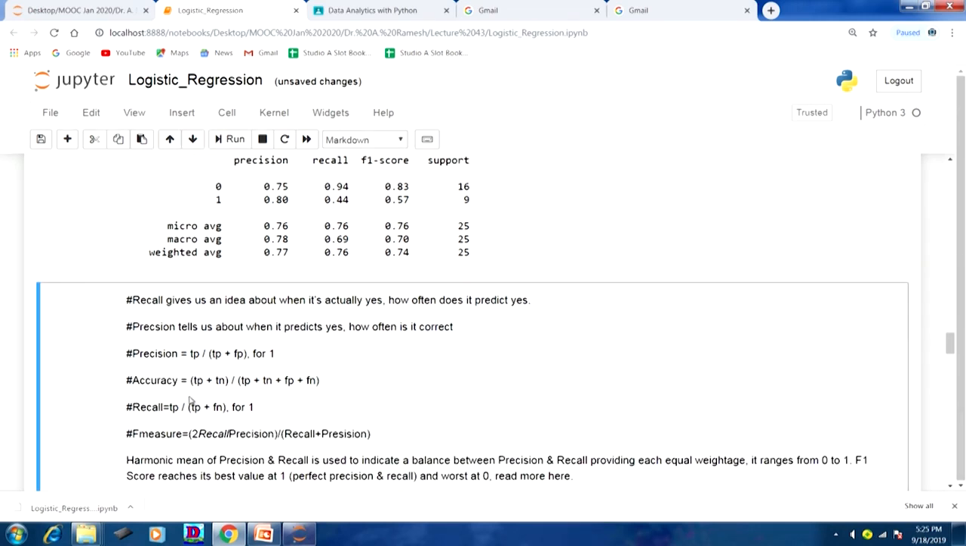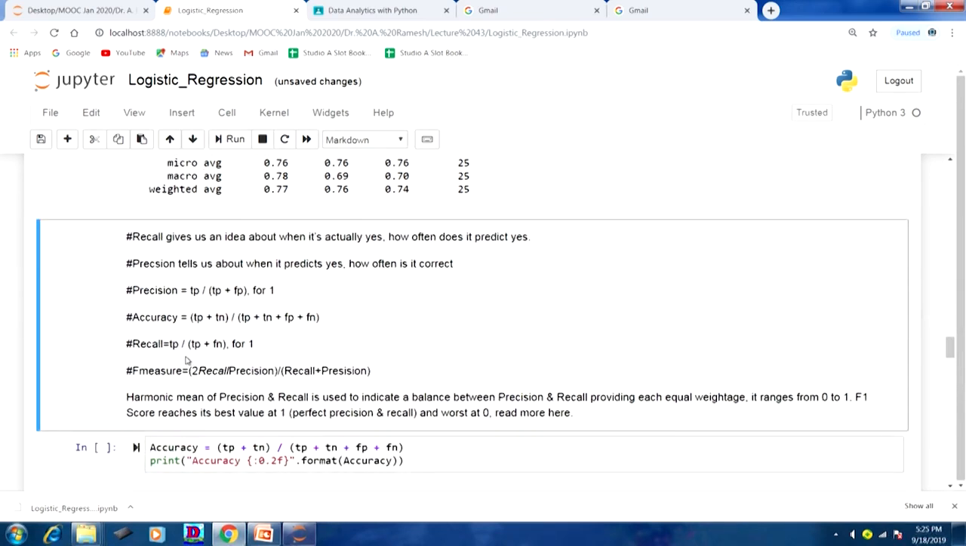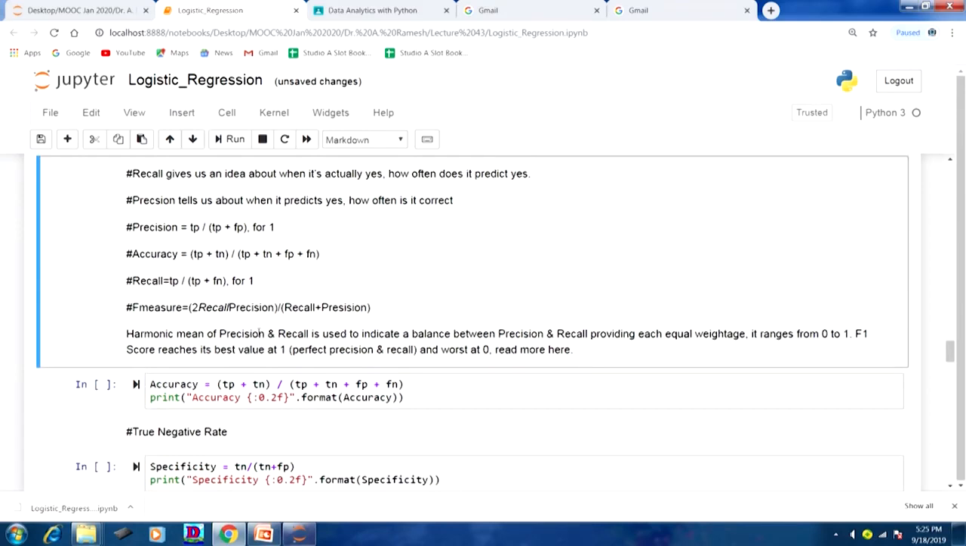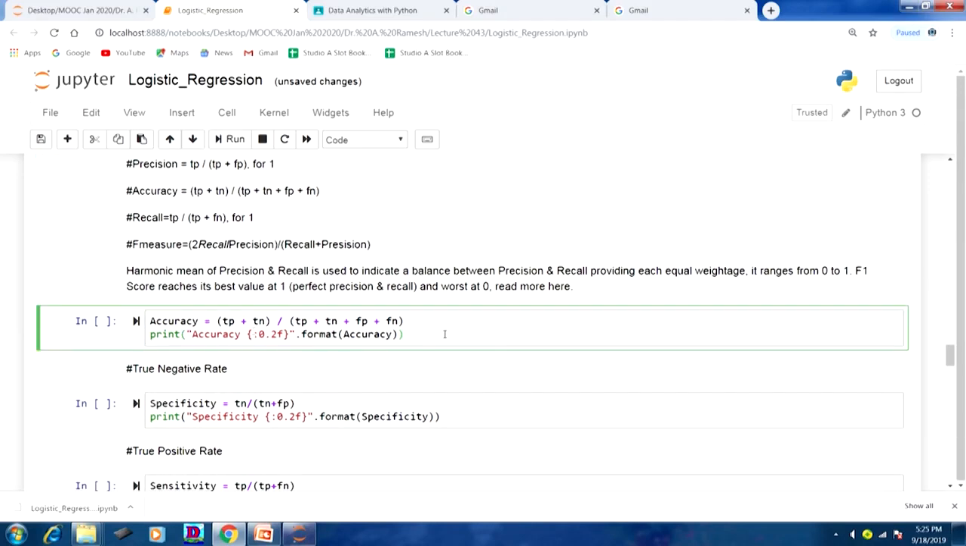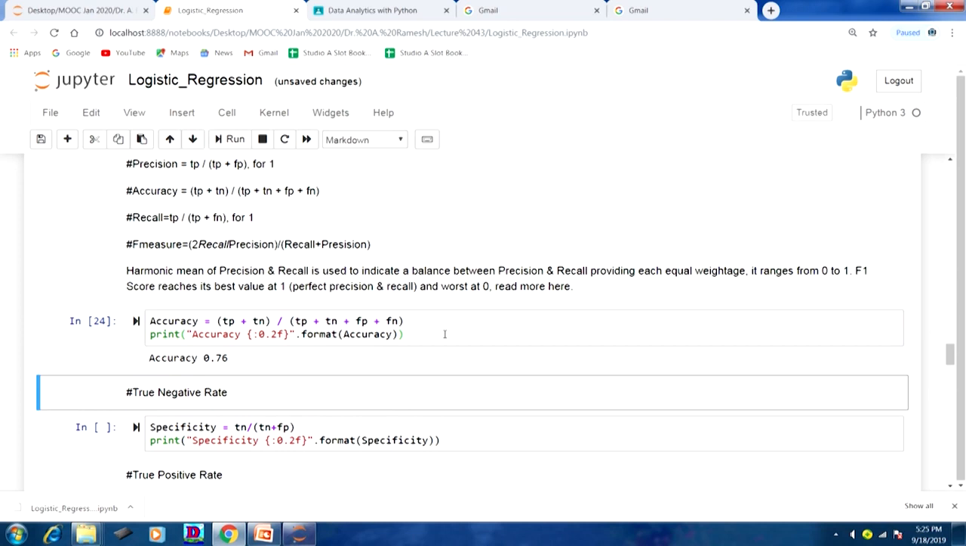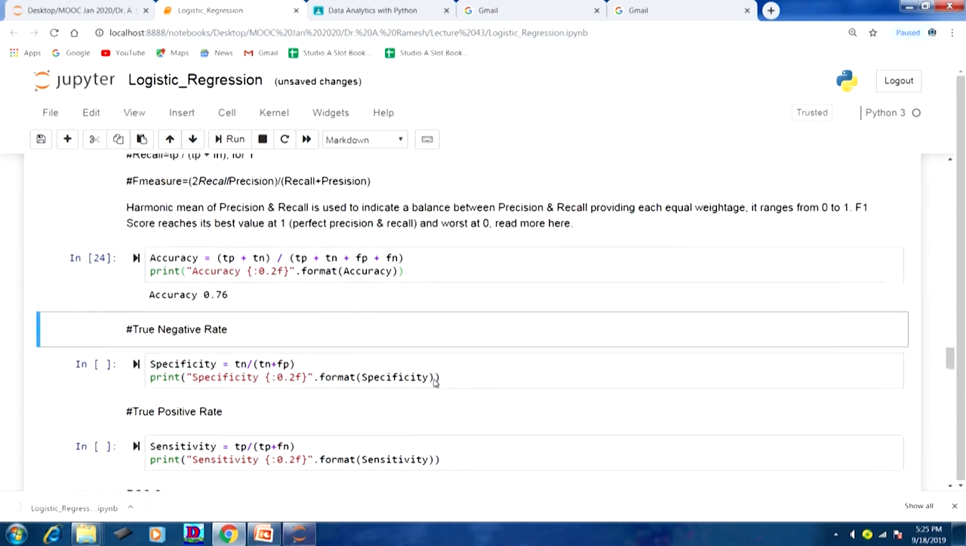The accuracy uses the diagonal values of the confusion matrix, that is TP and true negative, divided by the sum of all the cells' values. Now, the recall is TP divided by TP plus FN for the value of 1. The F measure gives the balance between precision and recall. Now, we will go for finding accuracy. The accuracy is 0.76.